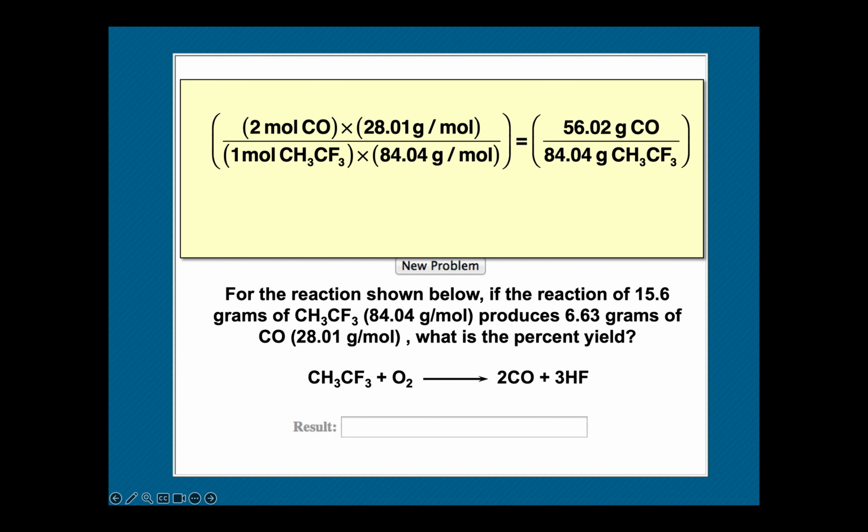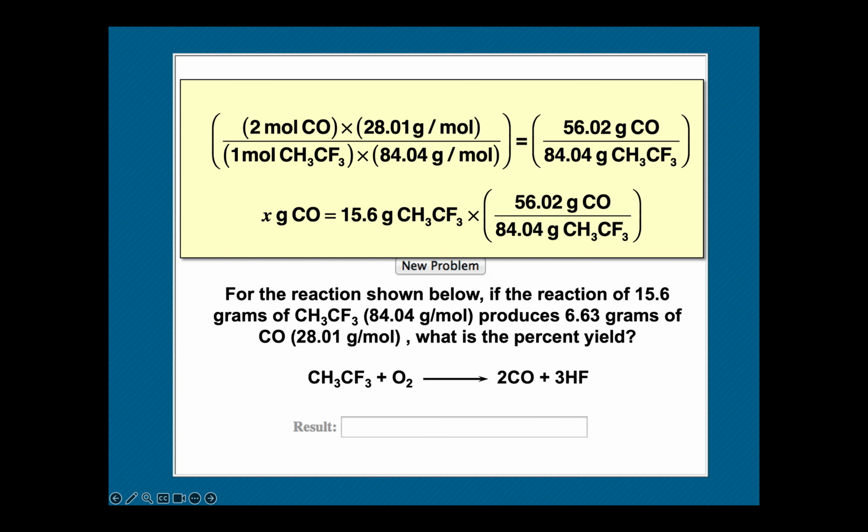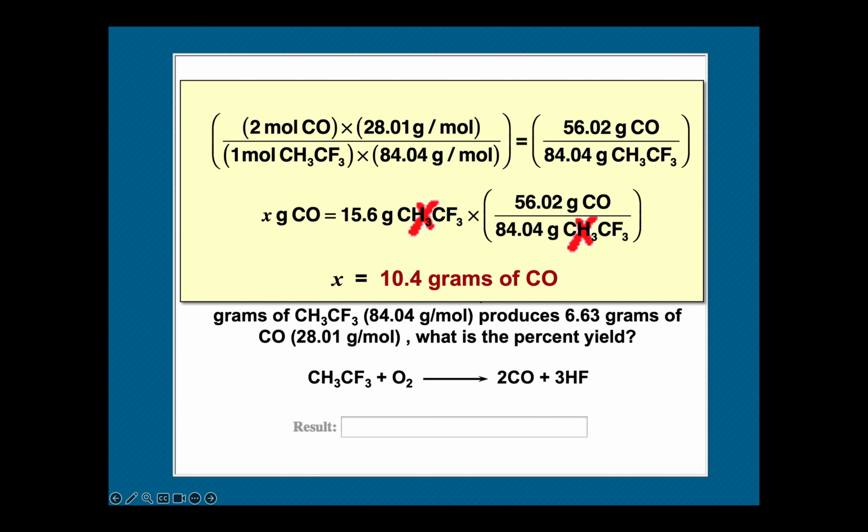Our given here, 6.6 grams of CO. Oh, I'm sorry. That was our yield. 15 grams of trifluoroethane is our given. Simply cancel those guys. 15 times 56 divided by 84. 10 grams is what we expect. That's our theoretical yield.